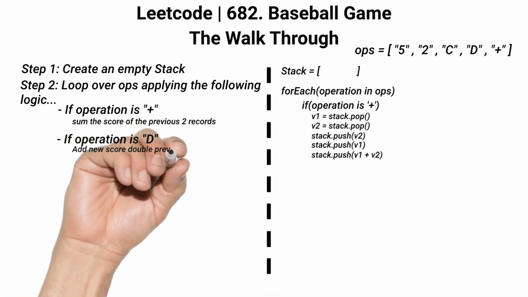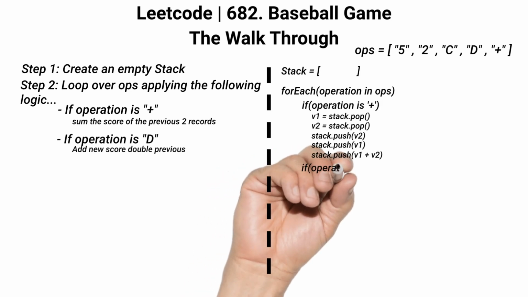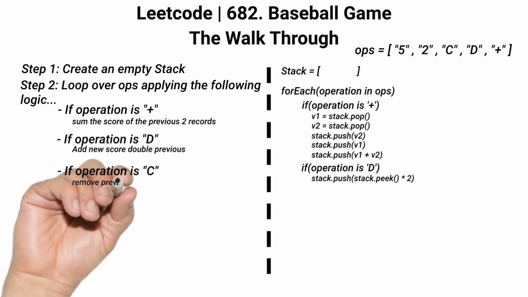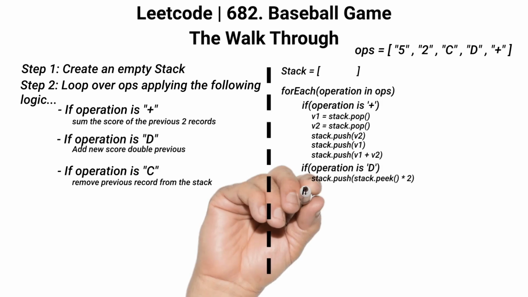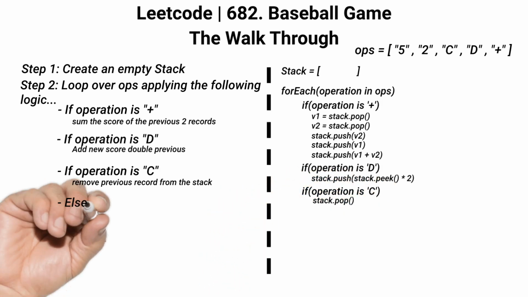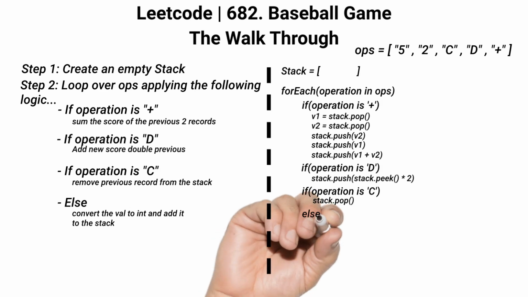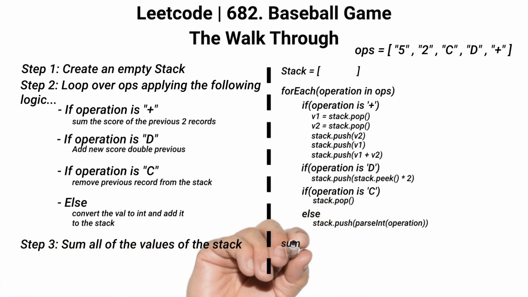If the operation is D, add the new score, double the previous. If the operation is C, remove the previous record from the stack. Else, convert the value to an int and add it to the stack. Step 3. Sum all of the values of the stack.